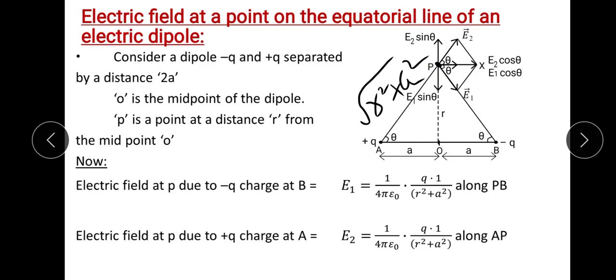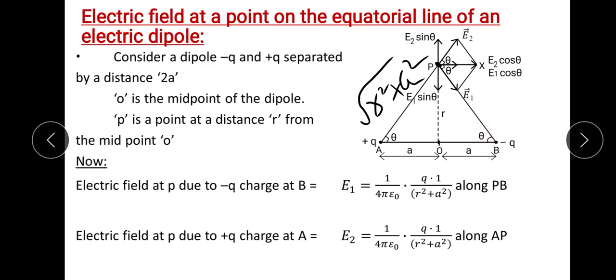Now, let us find the electric field at P due to the negative charge which is placed at B. What is the equation? E1 is equal to 1 by 4 pi epsilon naught into q into 1 divided by r square plus a square, because this distance is root of r square plus a square, so if you square this term, you get r square plus a square. Now the direction of this electric field E1 is along PB, because you know that the electric field due to a negative charge is directed towards the charge.